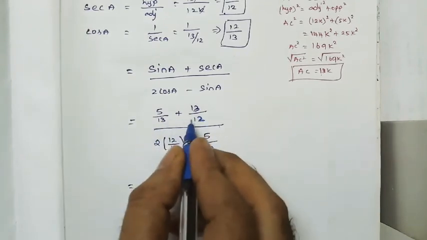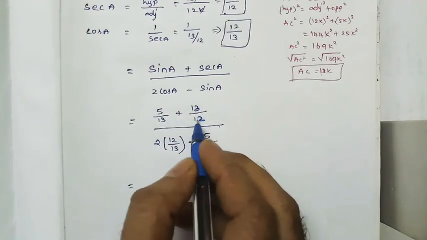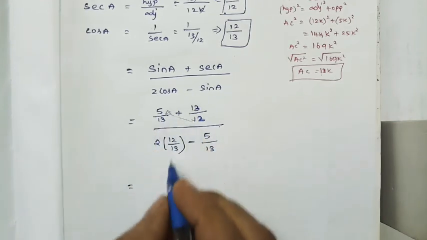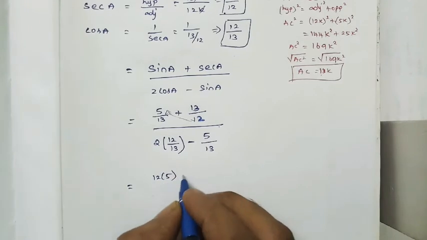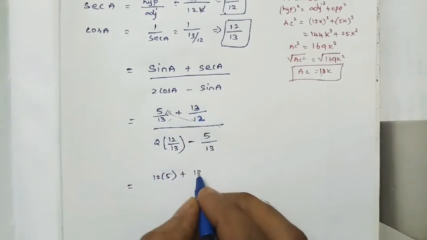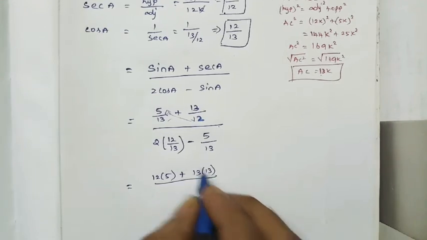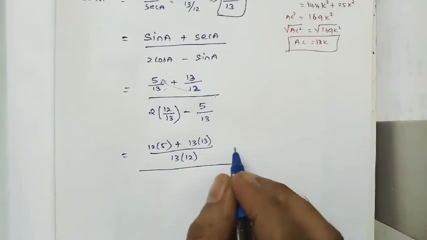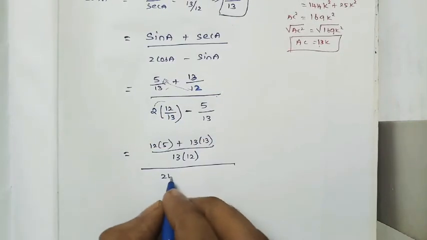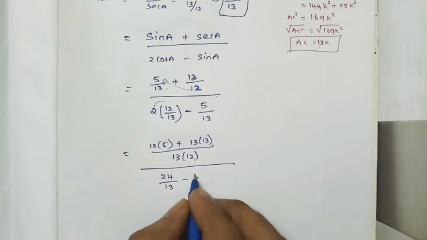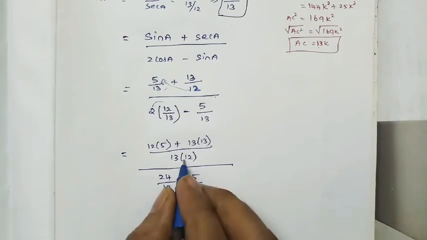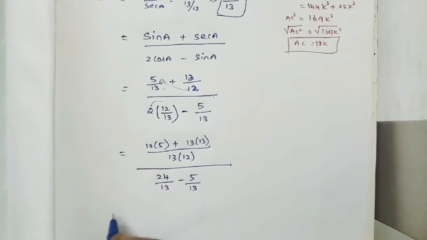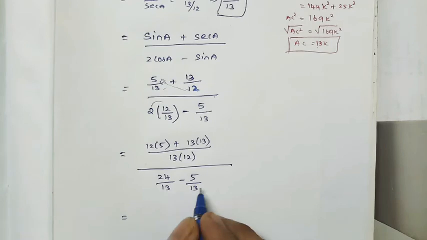Now let's simplify. See, the denominators are different, so what we want to do is cross multiply. So 12 into 5, plus 13 into 13, divided by 13 into 12, whole divided by, here 2 12s are 24, 24 by 13 minus 5 by 13. See, the denominators are same here, so keep it as it is, no problem, and simplify directly like fractions.